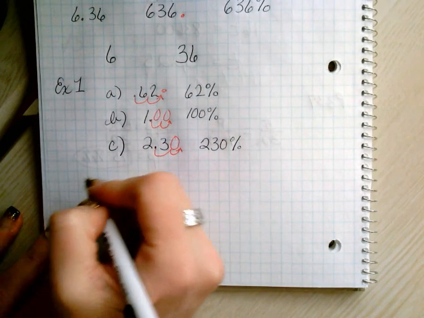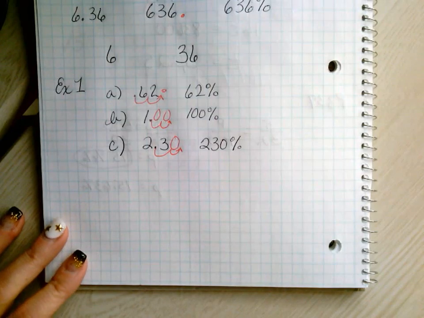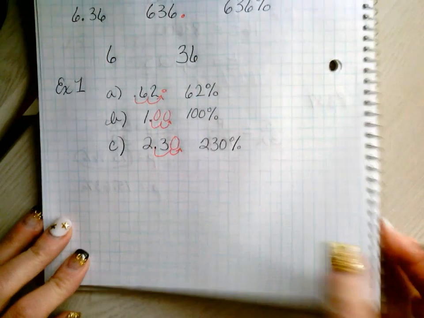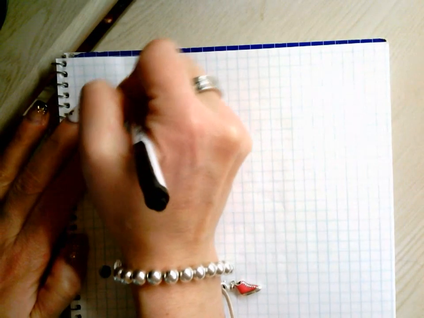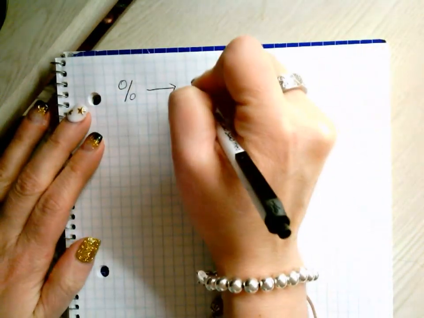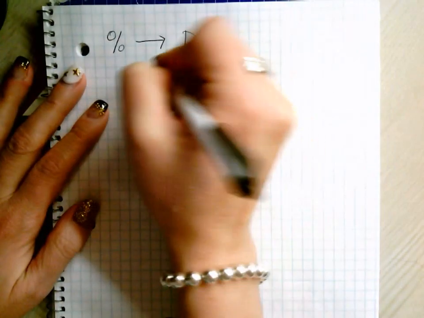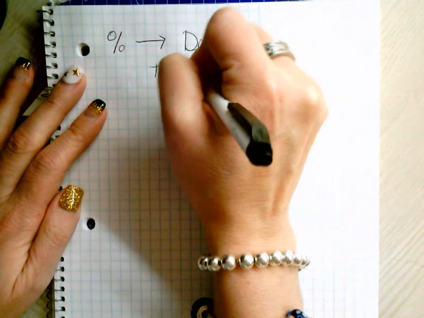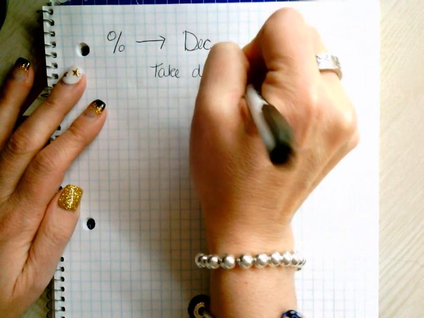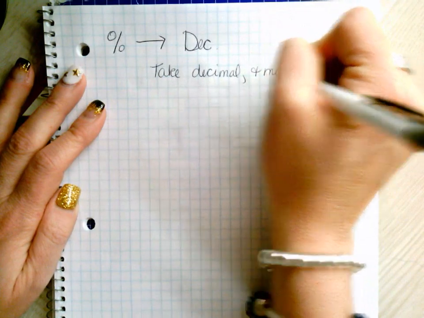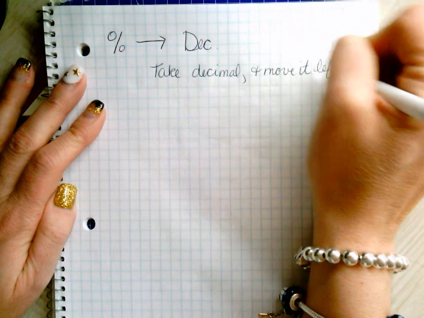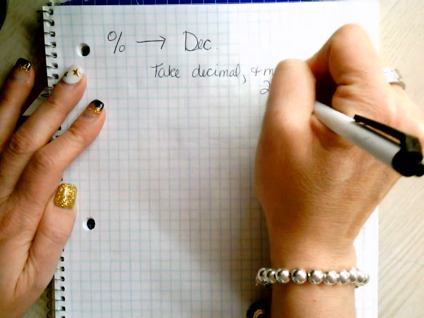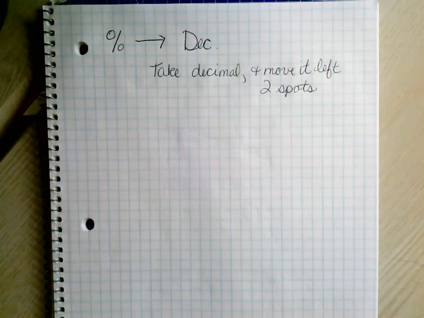Okay, in contrast, in reverse, when you are dealing with a percent and going backwards to a decimal, you simply take the decimal where it sits and move it left 2 spots. Okay, move it left 2 spots. So a couple of real quick ones before I do their examples.